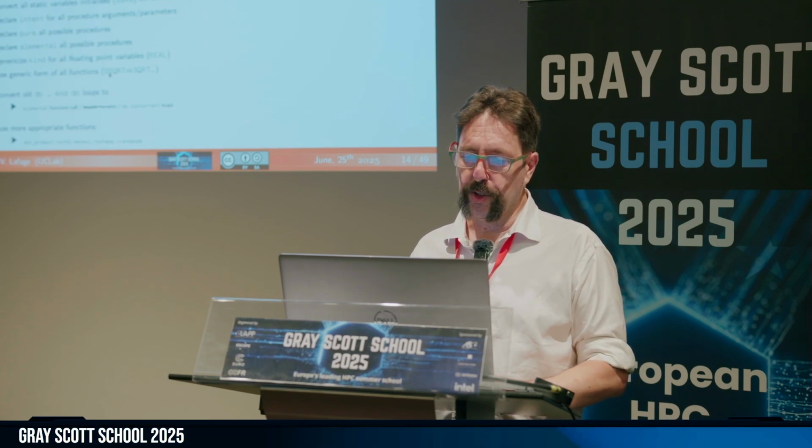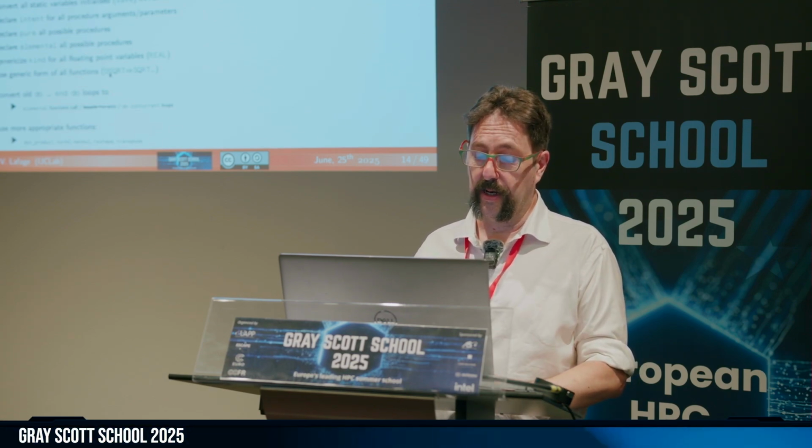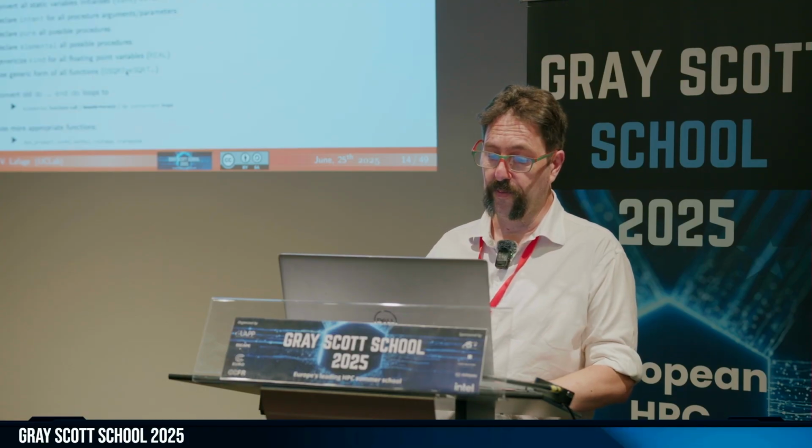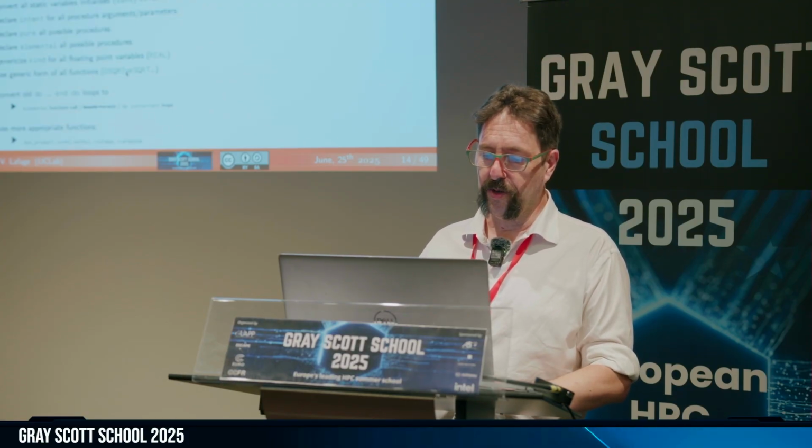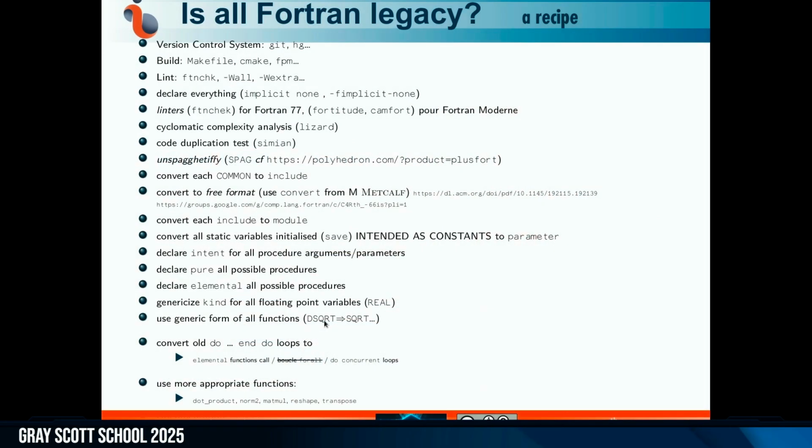Yes, and as I mentioned, I am not sure why, but in legacy code, you find a lot of DSQRT, DLOG. When your argument has the right kind, if it's double precision, you don't need to explicitly write that you are using the double precision function. So use the generic form, it will make your code better.